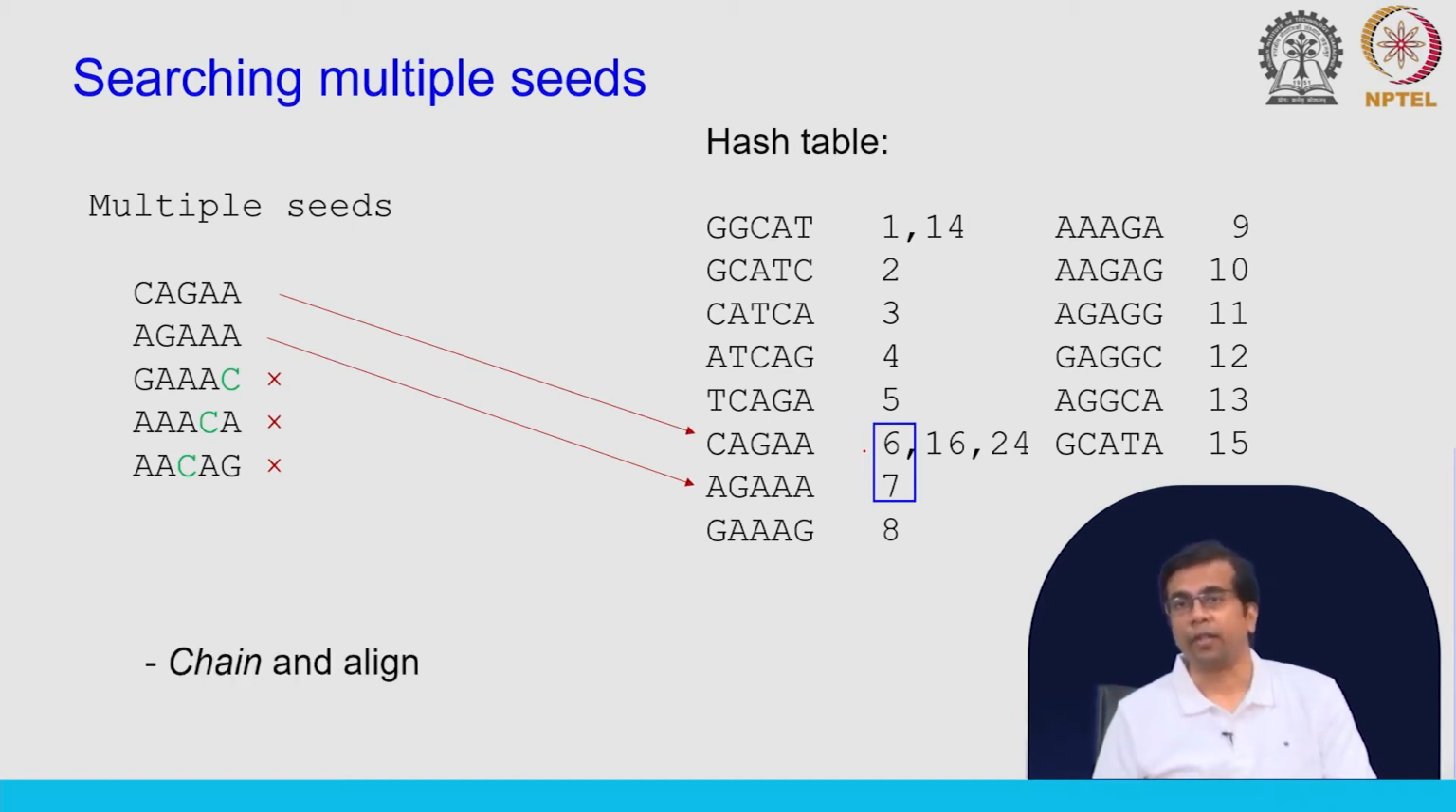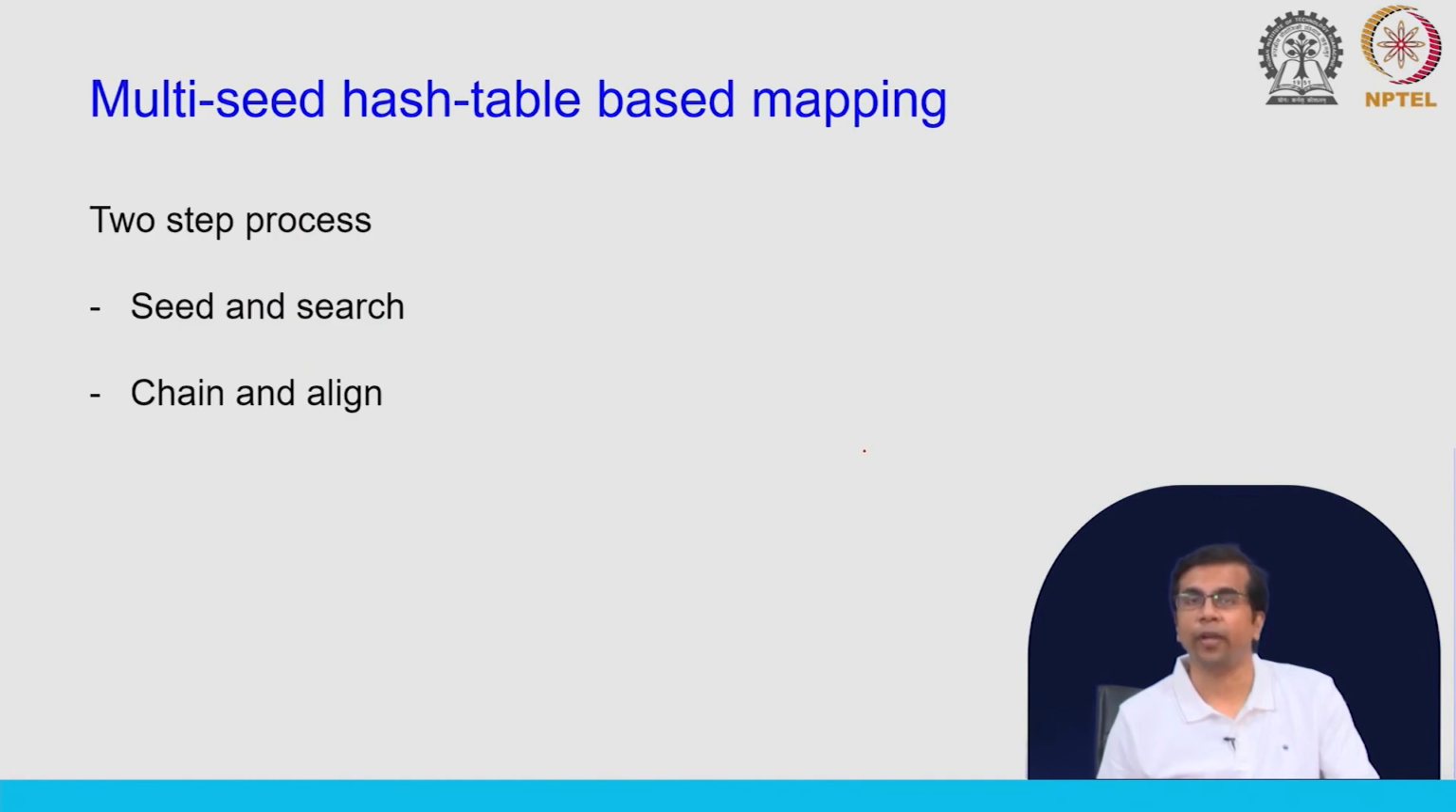All right. So, it is a process that we call chain and align. We are chaining these locations, the neighborhood locations the seeds are mapping to, and you can simply do chaining and alignment. So, these are the 2 steps that we have for multi-seed hash table based mapping. It is a 2-step process: seed and search, and then chain and align.